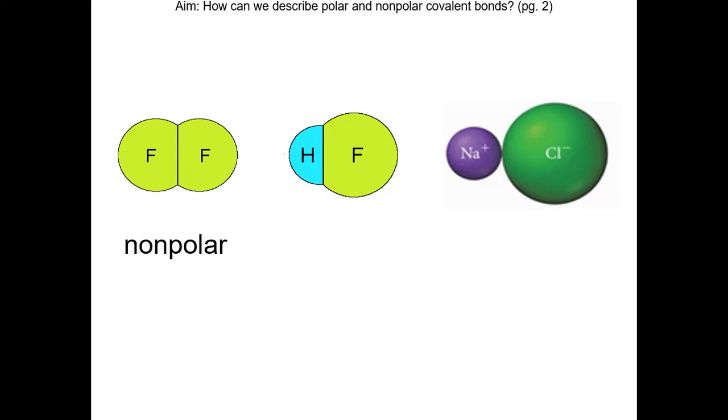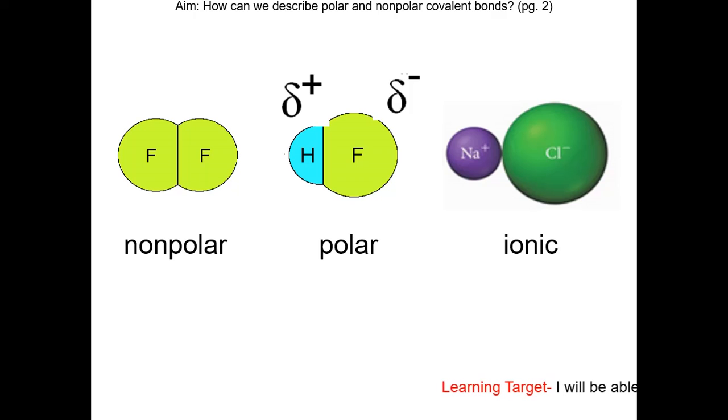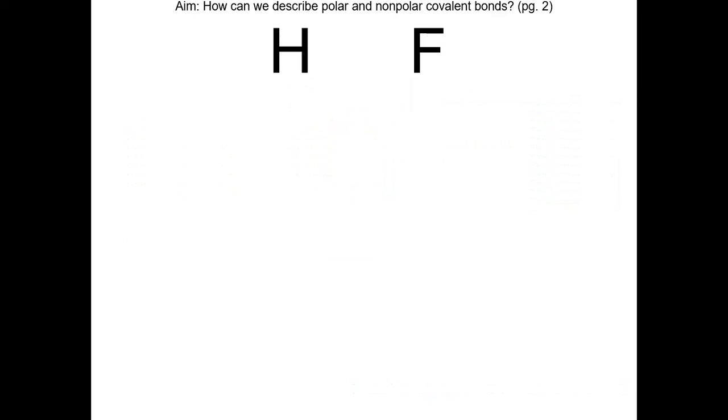Here we have a nonpolar, polar, and ionic bond. Nonpolar bonds do not have a dipole or partial charges. Polar bonds have a dipole and partial charges. Ionic bonds have a full charge. Just to summarize, HF is a polar bond because the electronegativity difference is greater than 0.5. Fluorine, which is more electronegative than hydrogen, has a partial negative charge, and hydrogen has a partial positive charge. The electron density will be closer to fluorine.